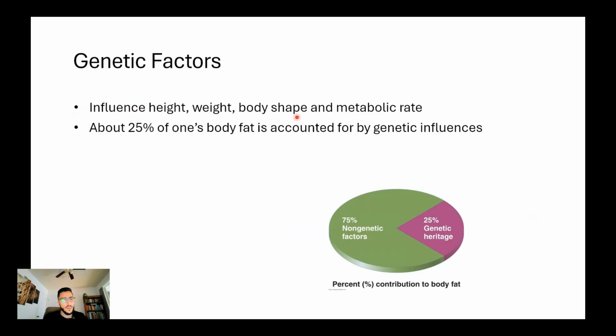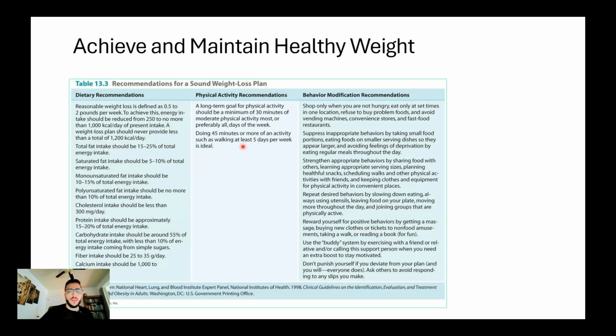Okay. Genetic factors. If you were ever curious about what percentage of body fat is accounted for by genetic influences, it's about 25%. Your height determines how much fat you have, your body shape, your metabolic rate. For example, me, I have a very fast metabolic rate, and so my genetic heritage, let's say, makes me have less fat in the body. Okay, the rest is non-genetic, so it's still 3 to 1, and so the other factors are environmental, societal, behavioral, and whatnot.